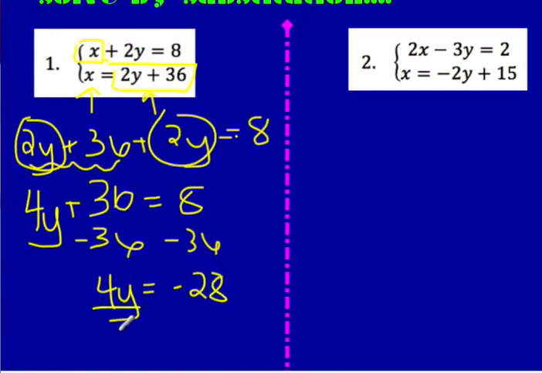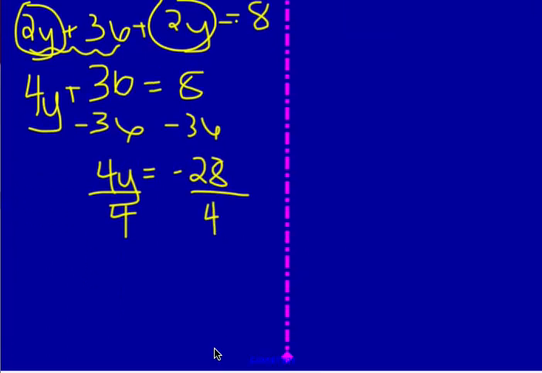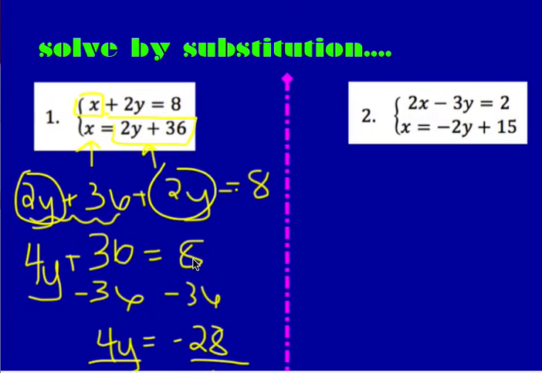Now I'm solving that for y. Since y is being multiplied by 4, I'm going to divide both sides by 4. And I end up getting that y is equal to negative 7. So that's what my y is equal to. I need to get my x, so I'm going to look back at my original equation.